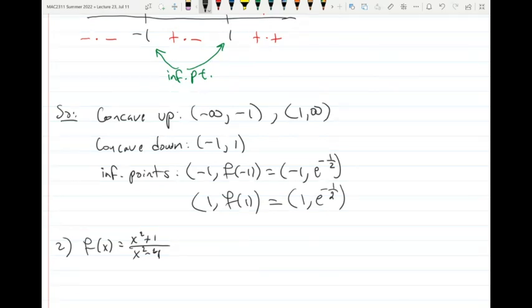That's a 4 down there. It looks weird. It follows 9. That's why I'm saying it's a 4, before you complain. X squared minus 4.